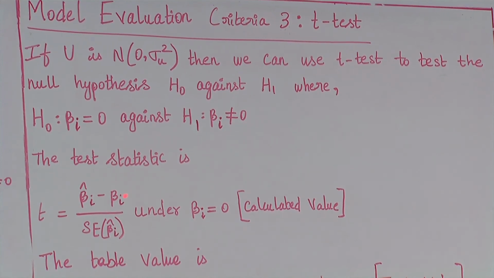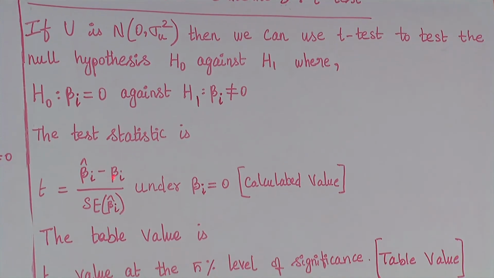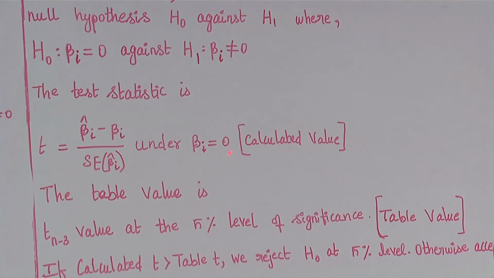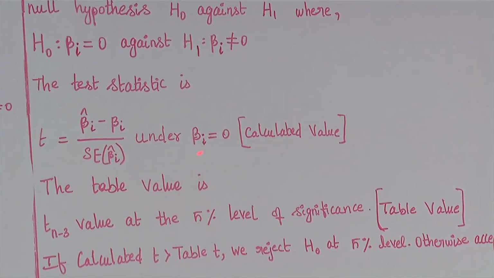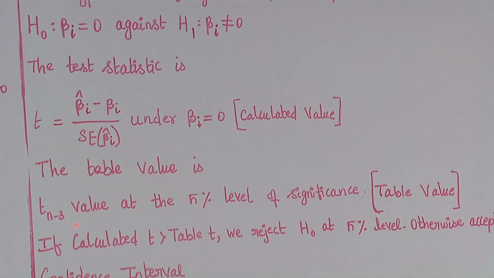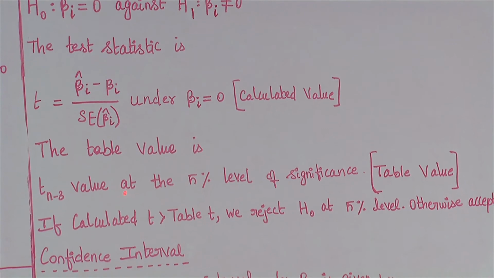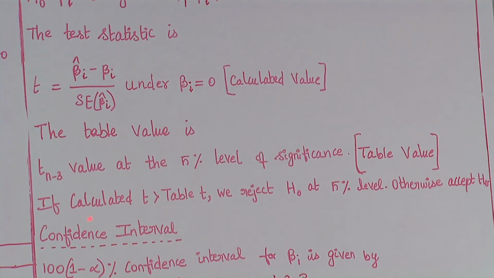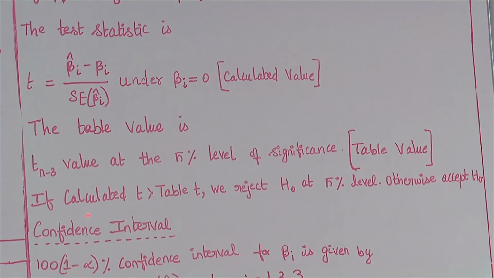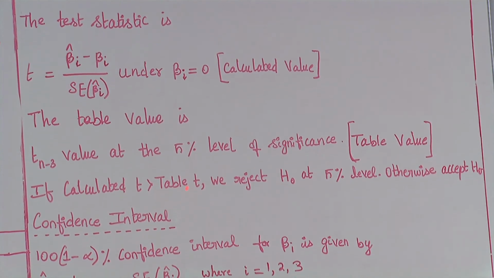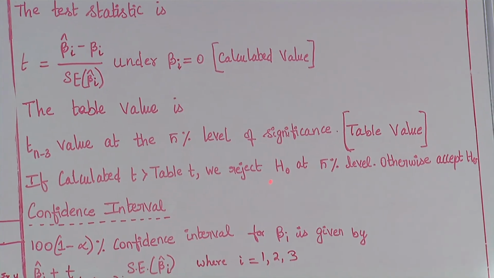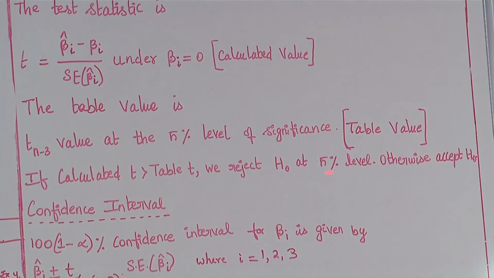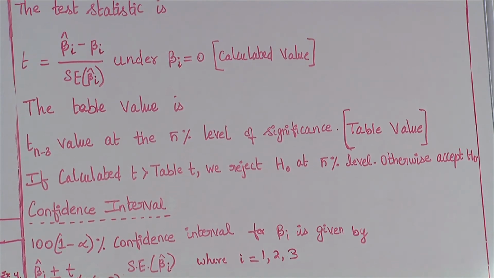The test statistic for t is equal to beta i hat minus beta i by standard error of beta i hat. Here beta i is equal to 0 if we take the calculated value, and the table value of t at n minus 3 degrees of freedom at 5% level of significance is taken up for analysis. If calculated t is greater than table t, we reject the null hypothesis H naught at 5% level, otherwise we accept H naught. If we reject H naught, it means beta i is not 0.